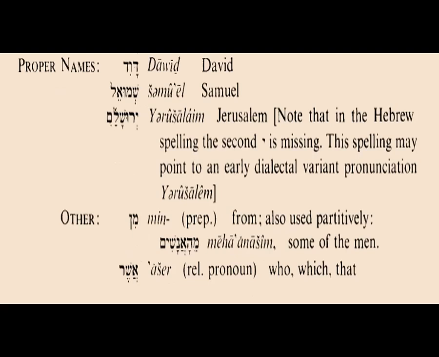Min is a preposition like from, or can mean some of the men, some of this or some of that. So Anashim, Ha'anashim is the men, so Meha Anashim is some of the men. Asher is which or what or who.